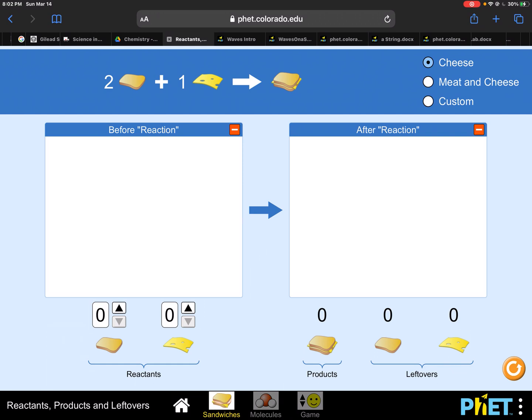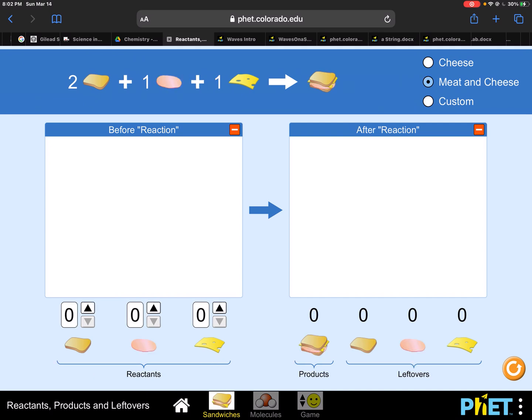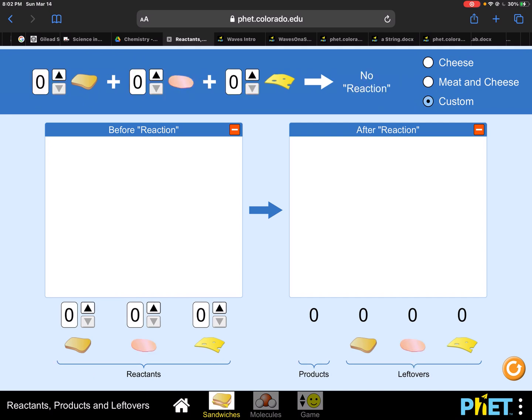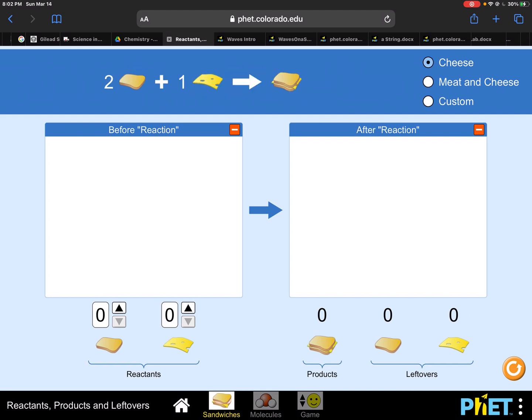So if we look at the actual virtual lab, you'll select sandwiches first, and at the top you can select cheese, meat and cheese, or custom, where you make your own type of sandwich. But for cheese, before the reaction, you can add as many pieces of bread as it tells you to, and the same thing for cheese.